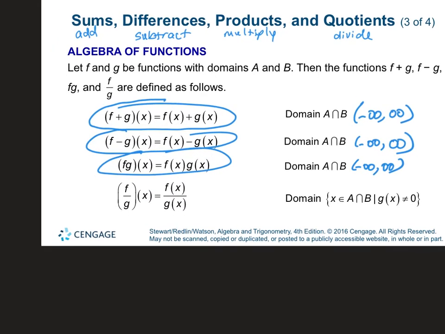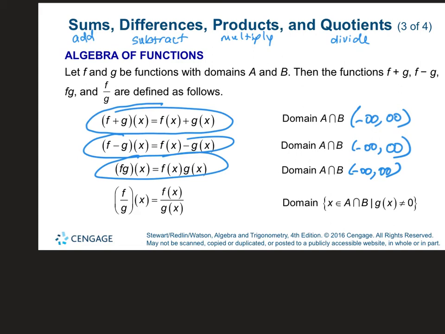Why is there a domain restriction when you're dividing? The denominator cannot be what? What can the denominator of a fraction never be? There's one number in the whole world the denominator cannot be. 0. It cannot be 0. So when you are dividing, you have to worry about your domain restrictions. You just got to be careful.